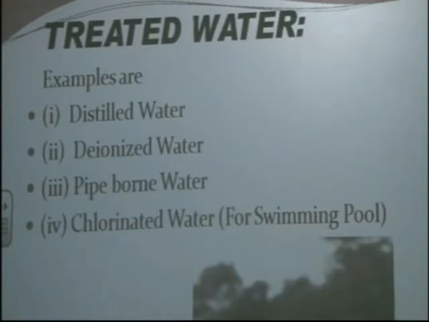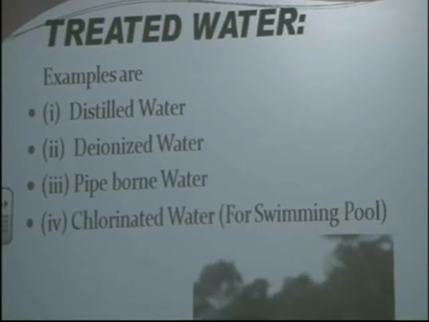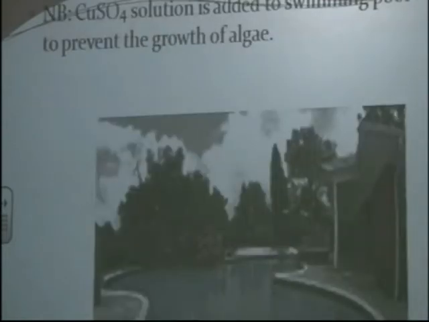And the next one is pipe-borne water. That one is quite common in our homes. It is the one that government pumps from water works into our various homes that we use in our bedroom, in our kitchen, and we can drink it because it is safe, it has been treated. The next one is chlorinated water for swimming pool. In swimming pool, you normally add chlorine to it in order to kill the germs there. So these are the forms of treated water that we have.